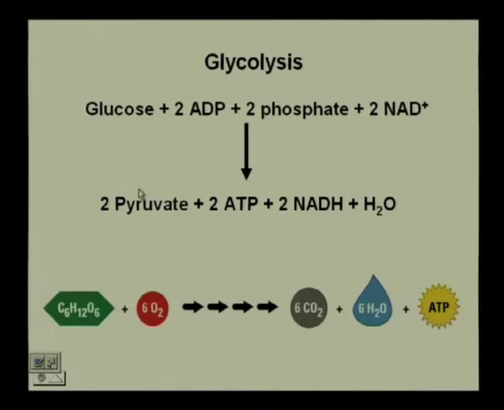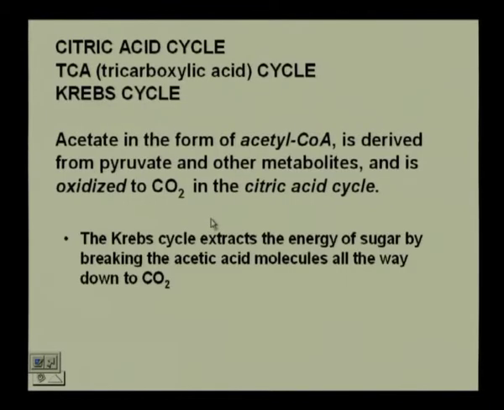So, our next step now is to see how pyruvate is going to get to carbon dioxide. This is done by the Krebs cycle. There are 3 different names for this cycle. It is called the CAC or the citric acid cycle, the TCA or the tricarboxylic acid cycle, or the Krebs cycle, since most of these reactions were determined by Hans Krebs.